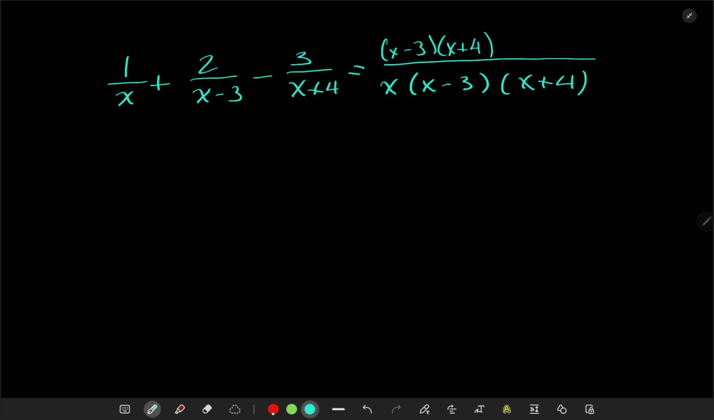Alright, so for the second, what I would get would be 2 times this and this, because that's what I'm missing to get that other term. So this is the only one I have. The other ones I have to multiply times that. So I'm going to have plus 2 times the remainder, so x times x plus 4. Let me write x plus 4 times x. And the last one, minus 3 times, and I'm going to have to have the other two terms.